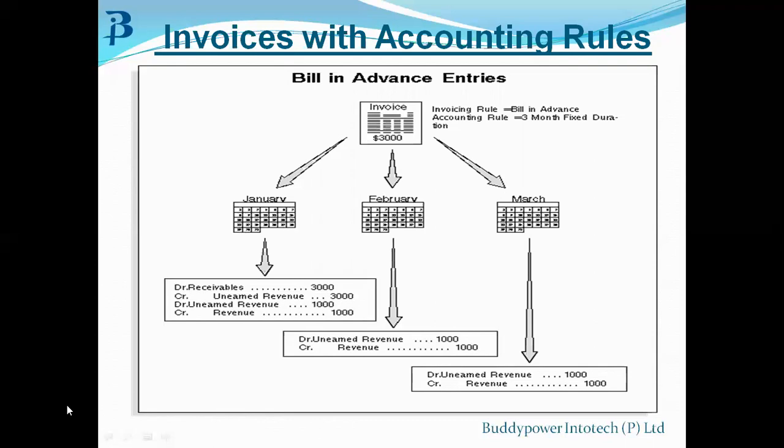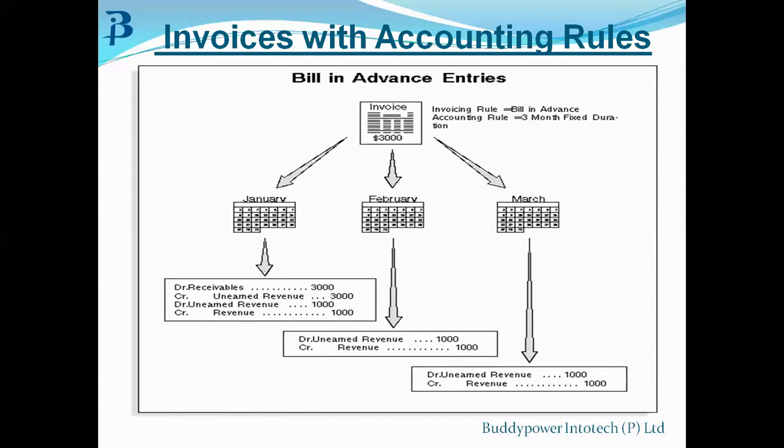So here in Jan, you raise an invoice. Sorry, my mouse has frozen. Yeah, here one second. So here in Jan, you raise an invoice of $3,000 for a 3-month contract. Then the accounting rule is 3 months fixed duration.